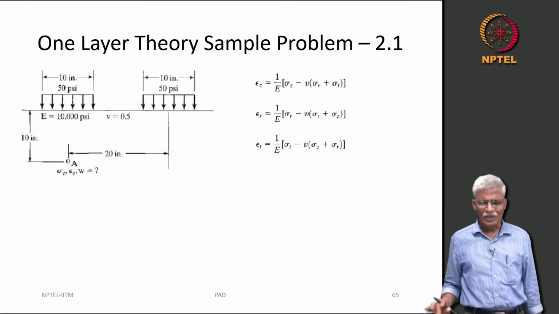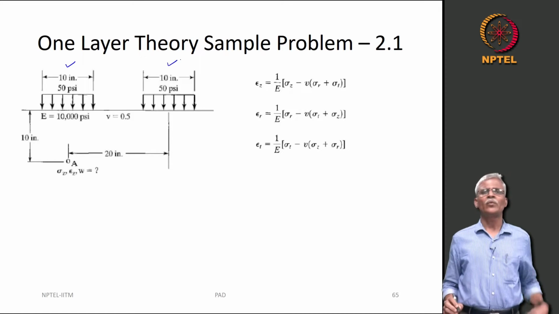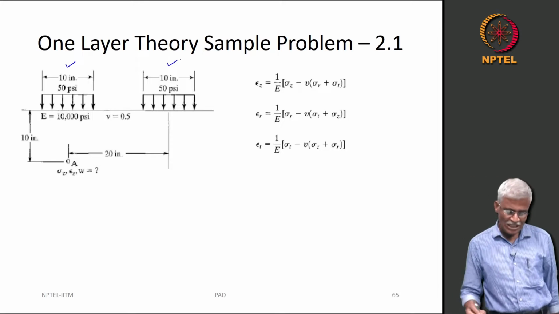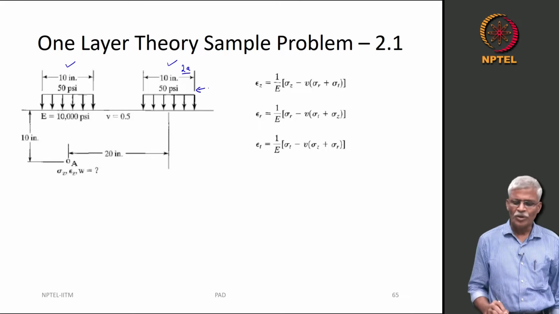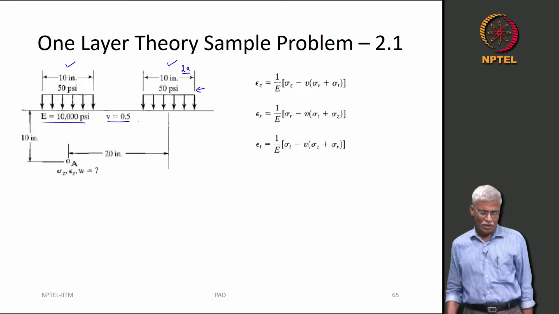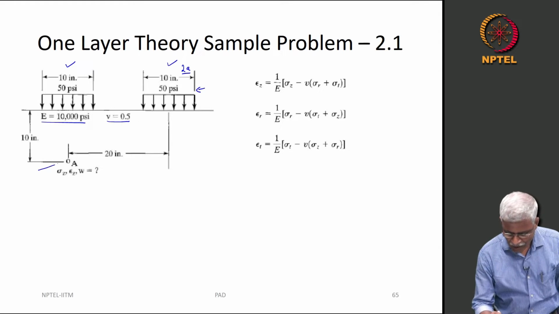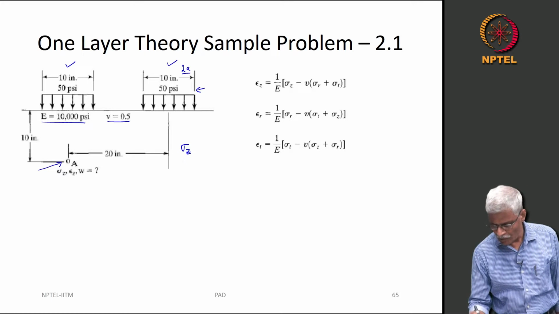In fact, the problem is fairly straightforward. It says there are two wheels here, 10 inch and 10 inch, contact radius a, and the load that is applied here is 50 psi. This is the E value given, this is the nu value that is given here. Now, you are expected to find out sigma Z, epsilon Z as well as W.